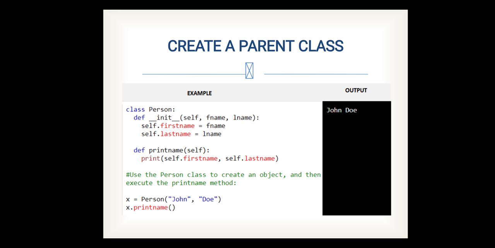When I create an object x and pass the values John and Doe, I am going to call a method through the object of the parent class, or we can say base class. So it is directly going to print the name John Doe. It is going to print the first name and last name.